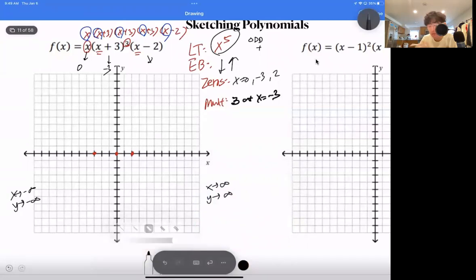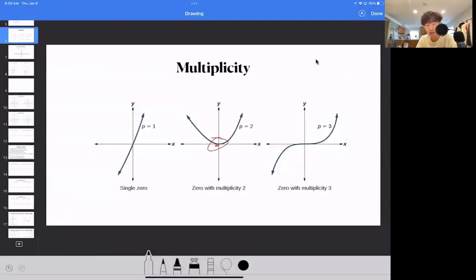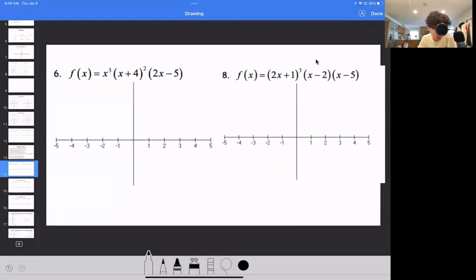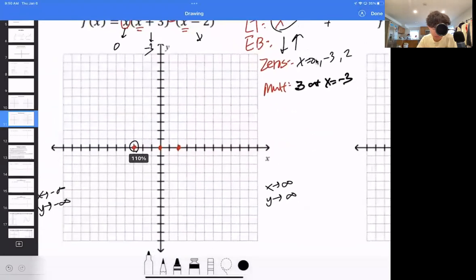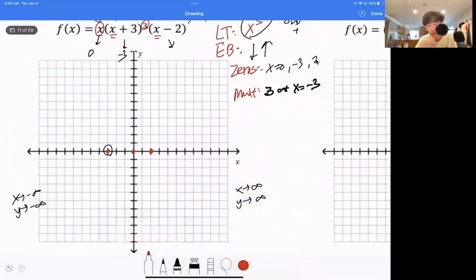Now that's a new one because we haven't really tackled a multiplicity of 3 before. But I know that at that specific location, it needs to do a little squiggly, and the shape will look like this. This is the shape that we're talking about. So what I'm going to do is go to here, and I'm going to sketch as such, going down, going up.